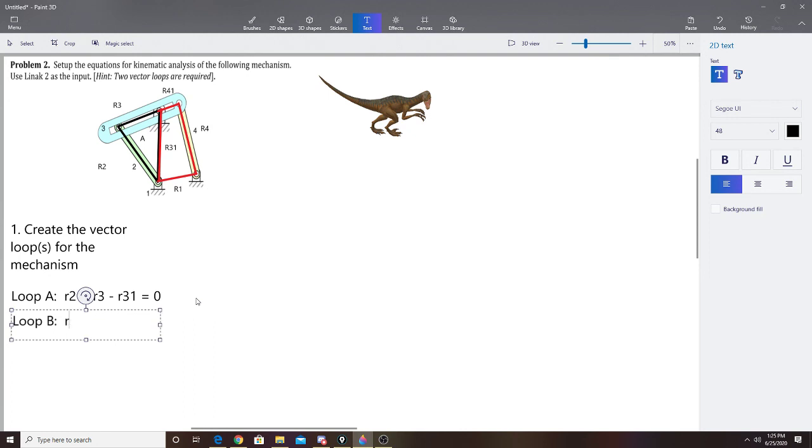So we have R31 plus R41 minus R4 and minus R1 equals 0. So what we did for the second loop is we went here, to here, to here, and to here, right? So these are our 2 loops. That is the first part of the question.